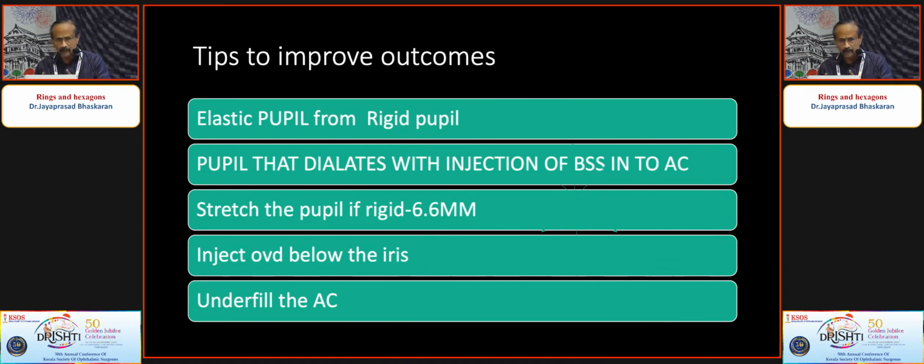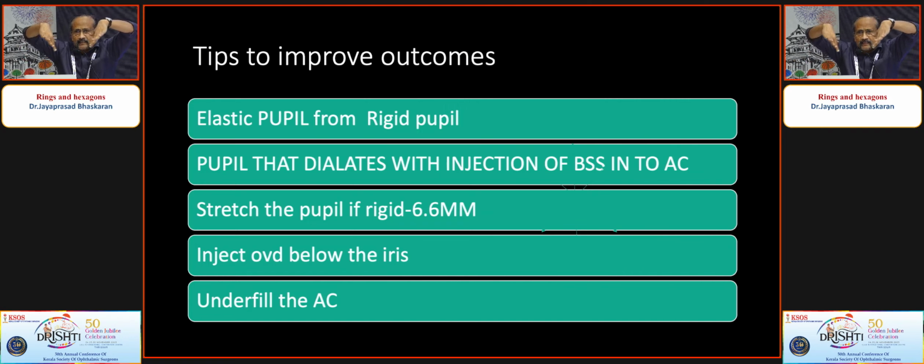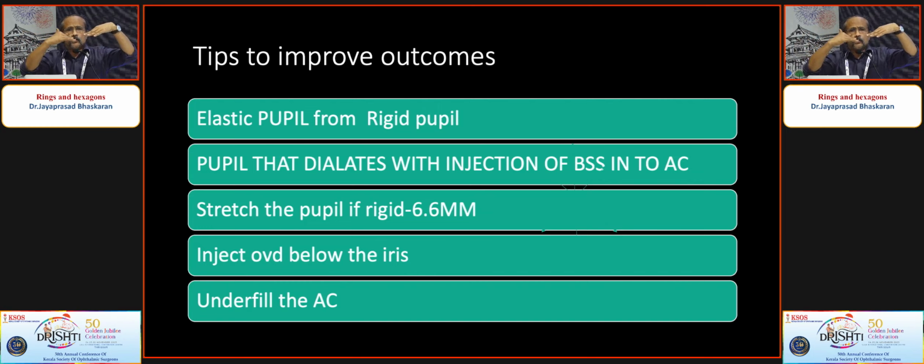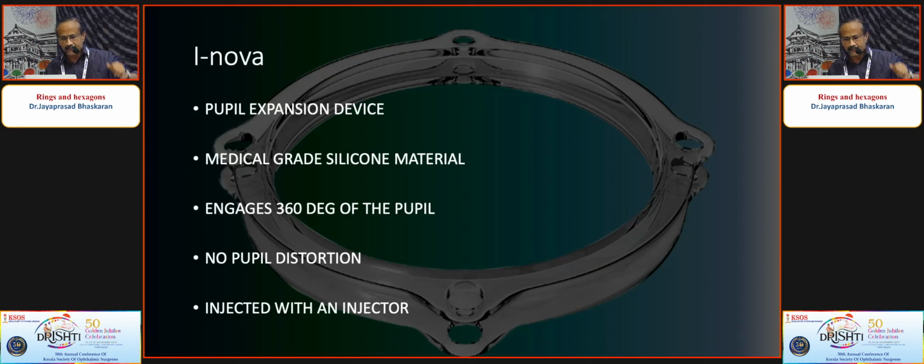And always remember, whatever expander you use, including the iris hook, inject OVD below the iris and underfill the anterior chamber, not overfill. If you overfill, the iris is going like this. Remember, in high myopia, when you go in with the fluid, the iris goes posteriorly and you get a reverse pupillary block. Similarly, it goes down so there is no gap, and then you can injure the anterior capsule.